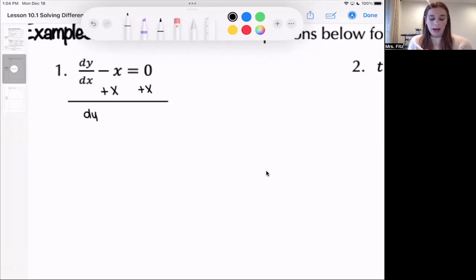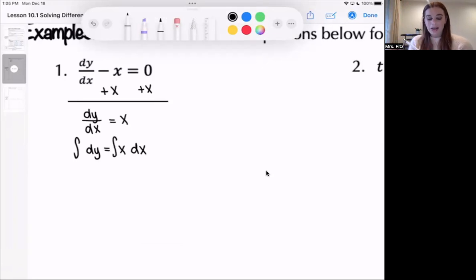So we have dy/dx is equal to x. And then what I can do, now you're not technically multiplying both sides by dx, but it kind of ends up working out like that notation-wise. So we're multiplying both sides by dx. We end up with dy is equal to x dx. Our next step is to integrate both sides.